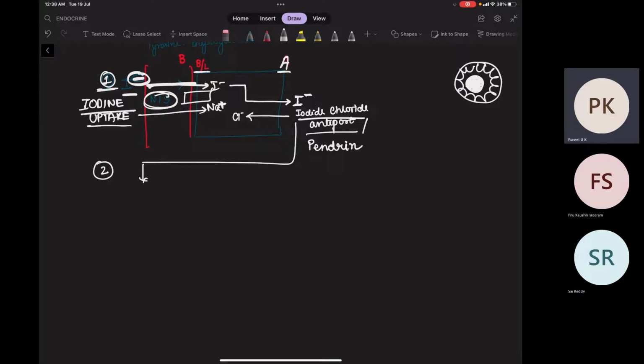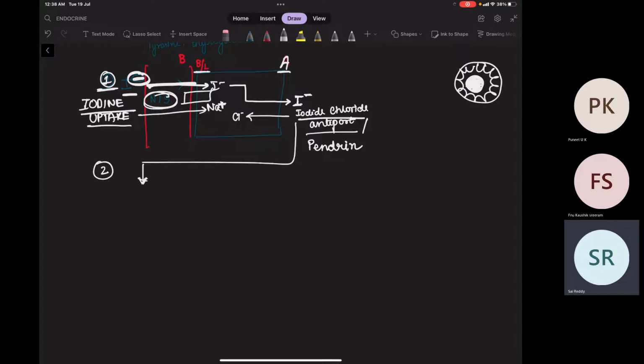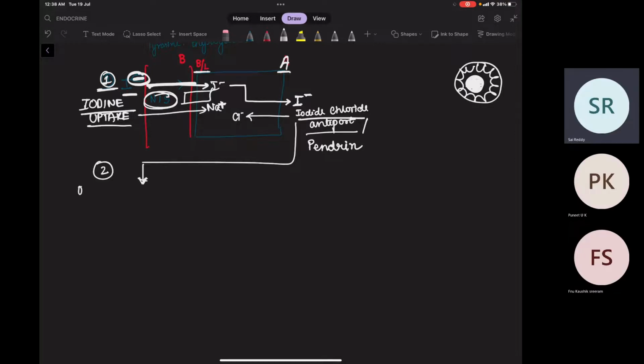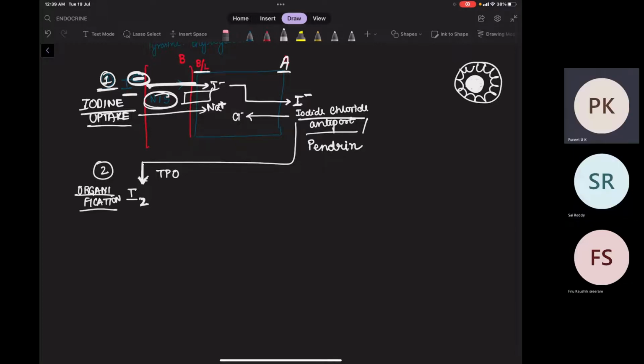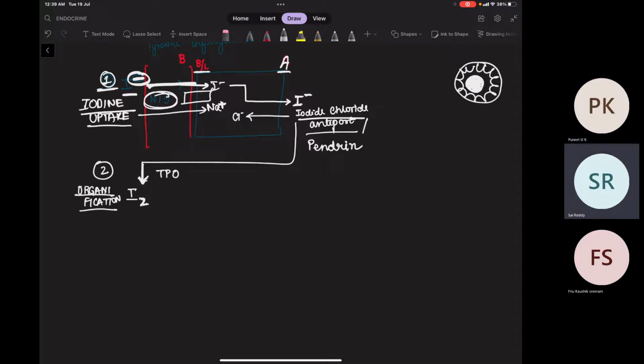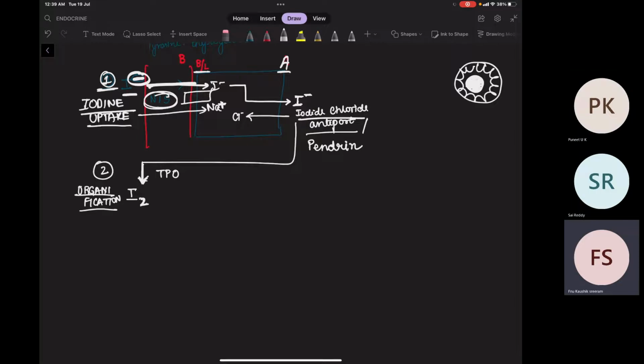The tyrosine is bound to thyroglobulin, and this iodine is combined with the tyrosine. But before that, there's an enzyme called thyroid peroxidase, which oxidizes the iodine. This step is called oxidation. Or organification, from what I know. Yes, it's organification because it forms organic iodine.